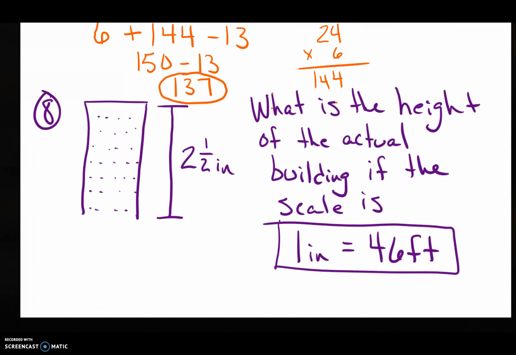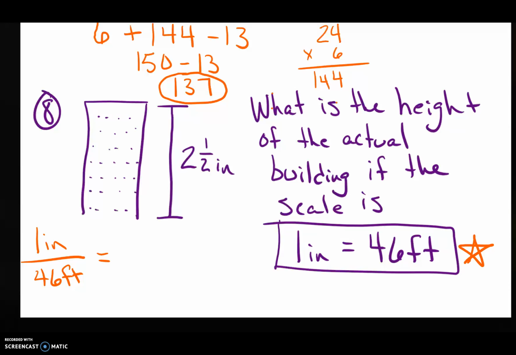Final question is a scale drawing. So you have a 2.5 inch tall drawing of a building, and it says what is the height of the actual building if the scale is 1 inch equals 46 feet. So you can do this in a table or you can do it with equivalent fractions. I'm going to write this first as an equivalent fraction because it is a ratio. So I know that 1 inch is equal to 46 feet.